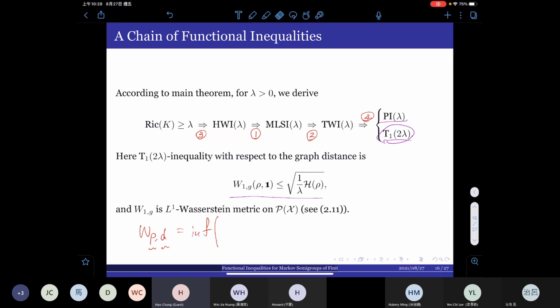Okay, and my second question is, so your goal is to generalize this chain of functional inequalities to the quantum case? Yeah. This work is published in 2017 and 2020, so far as I know.